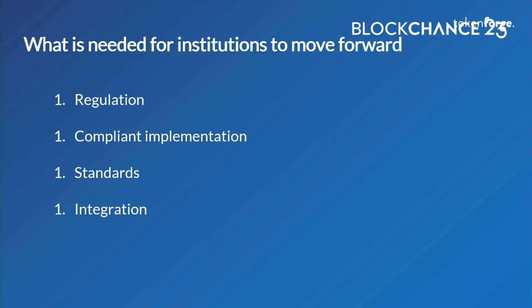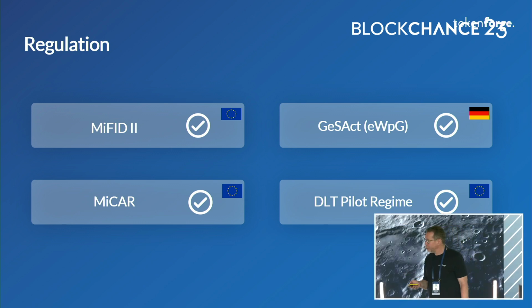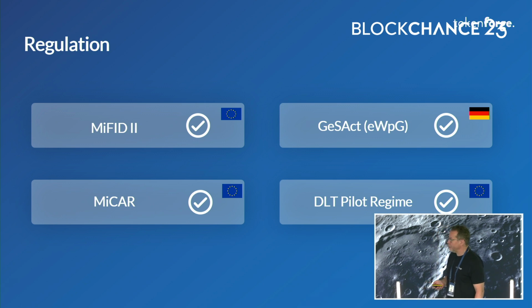So what's needed for institutions to move forward? What we need is regulation. We need a compliant implementation for this kind of tokenization. We need standards, and then we need to integrate those standards. Regulation, we already have. Everybody is very excited about our MiCA approach, and actually we already have the MiFID, we have the MiCA, we have the German Electronic Security Act, the eWpG, and we have the DLT pilot regime.